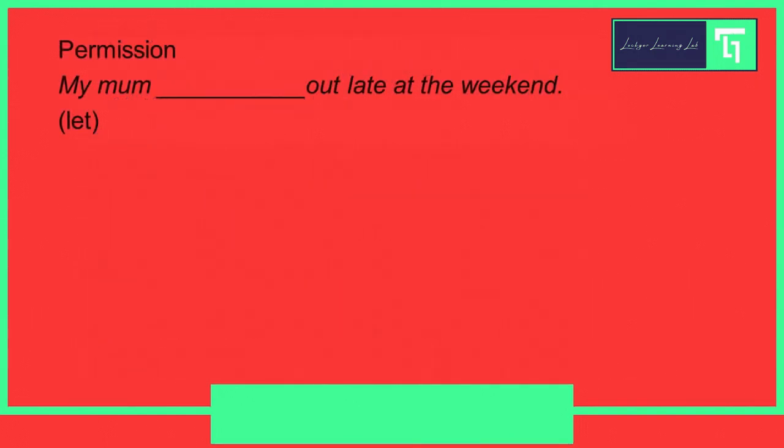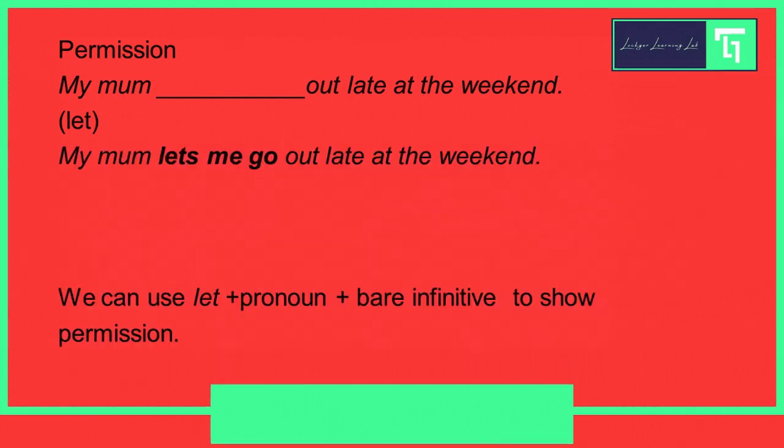Finally, permission. My mum out late at the weekend, and we're going to use let. My mum lets me go out late at the weekend. So she permits me to go out late. She allows me to go out late. Now here again, remember, we don't put to, we just put my mum lets me and then the bare infinitive.